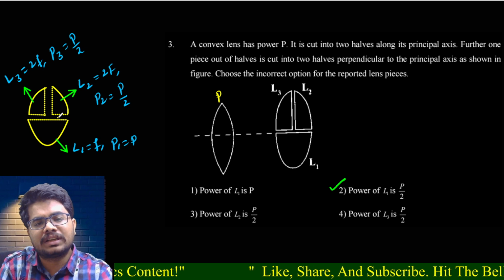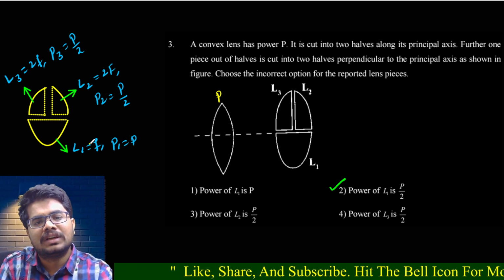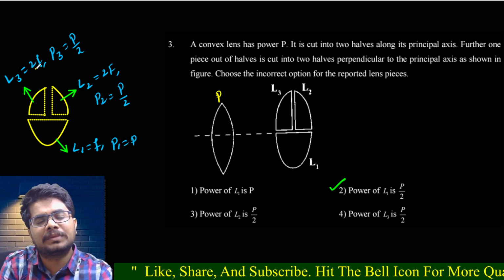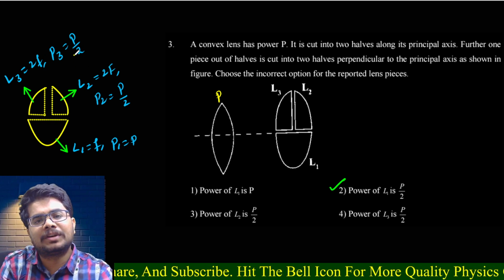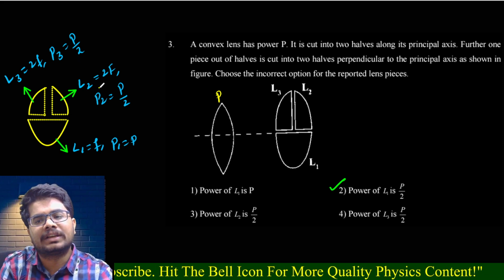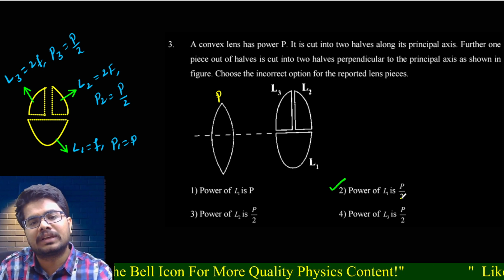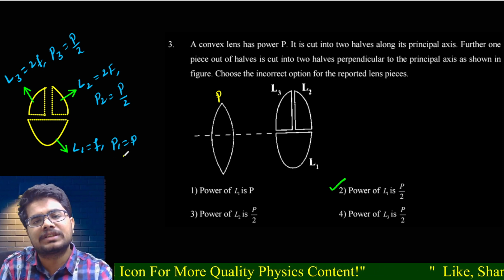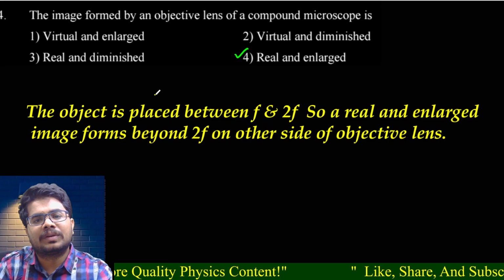I give an explanation, you see here. When you cut horizontally, the focal length will not change. So L1 equals F, meaning power is also P. When you cut vertically, the focal length becomes twice, that is 2F. Focal length and power are reciprocal, so P by 2 you will get. See, option 2 is the only wrong option here. They have given power of L1 as P by 2, but the power of L1 should be P only. Be careful. Okay, fine. We'll go to the next question.